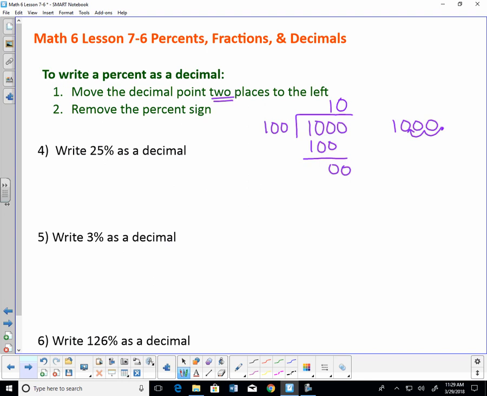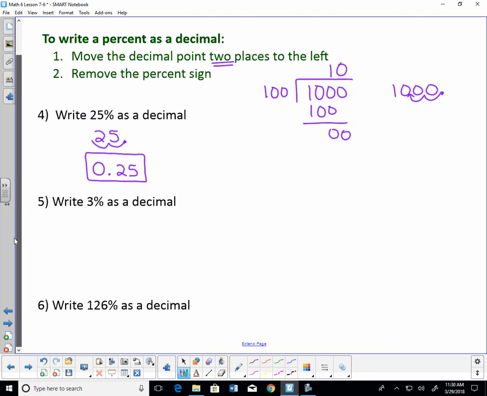You take your percent, 25%, remove the percent sign. The decimal is normally at the end of the number. Move the decimal point 2 places to the left. So 0.25 is 25% as a decimal.